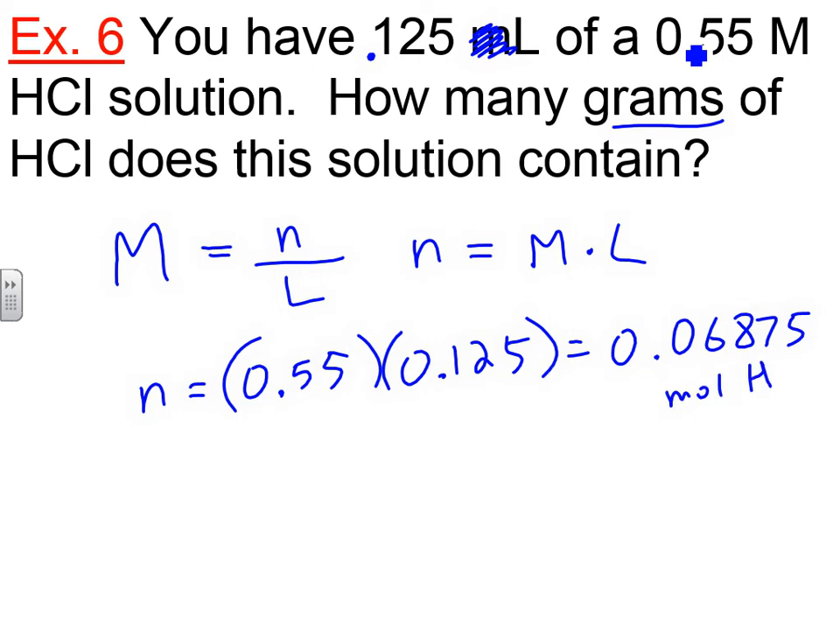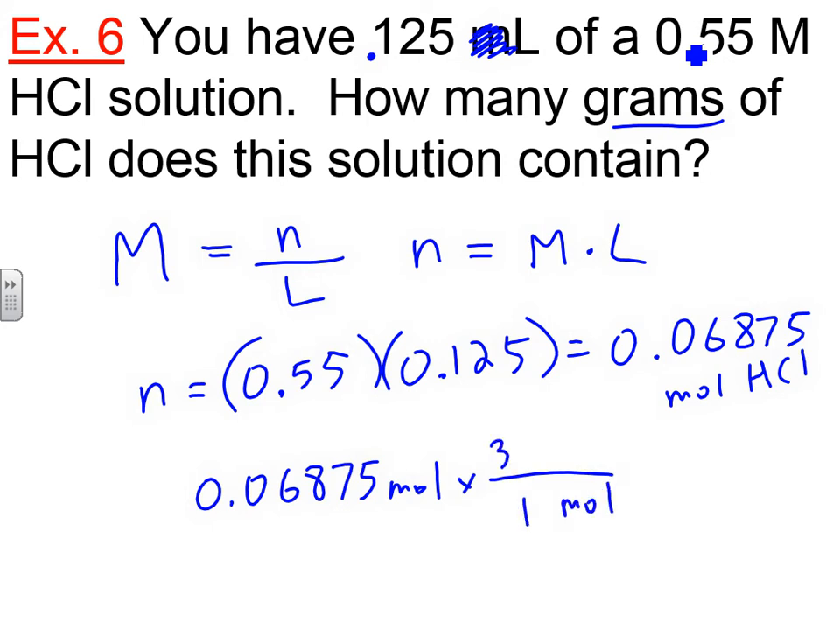If we want grams, we simply convert moles to grams. 0.06875 moles. And then you'll have to get the molar mass of hydrochloric acid. A mole should be 36.46 grams, so simply multiply that by 36.46. And you have yourself, with 2 sig figs, again, 2.5 grams of HCl.